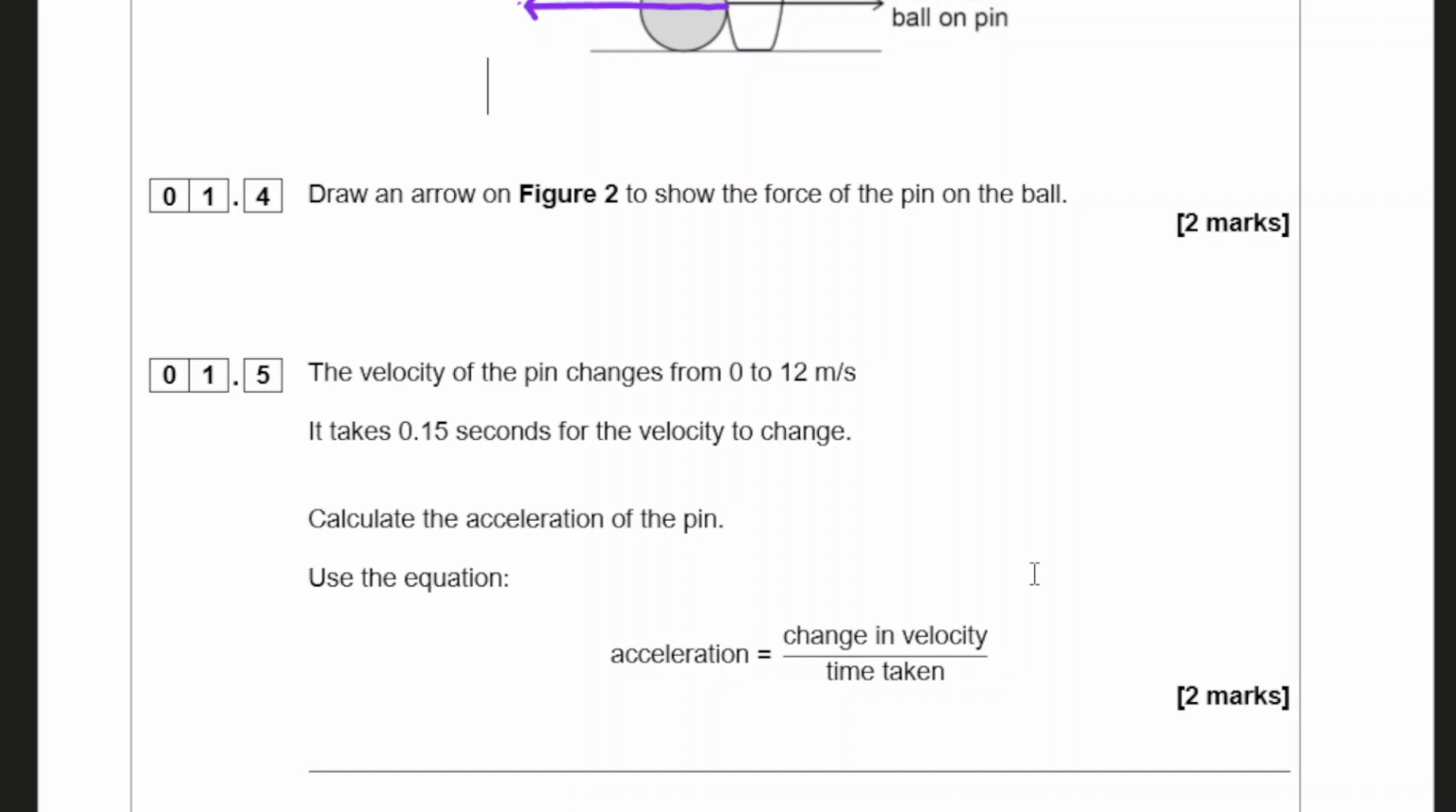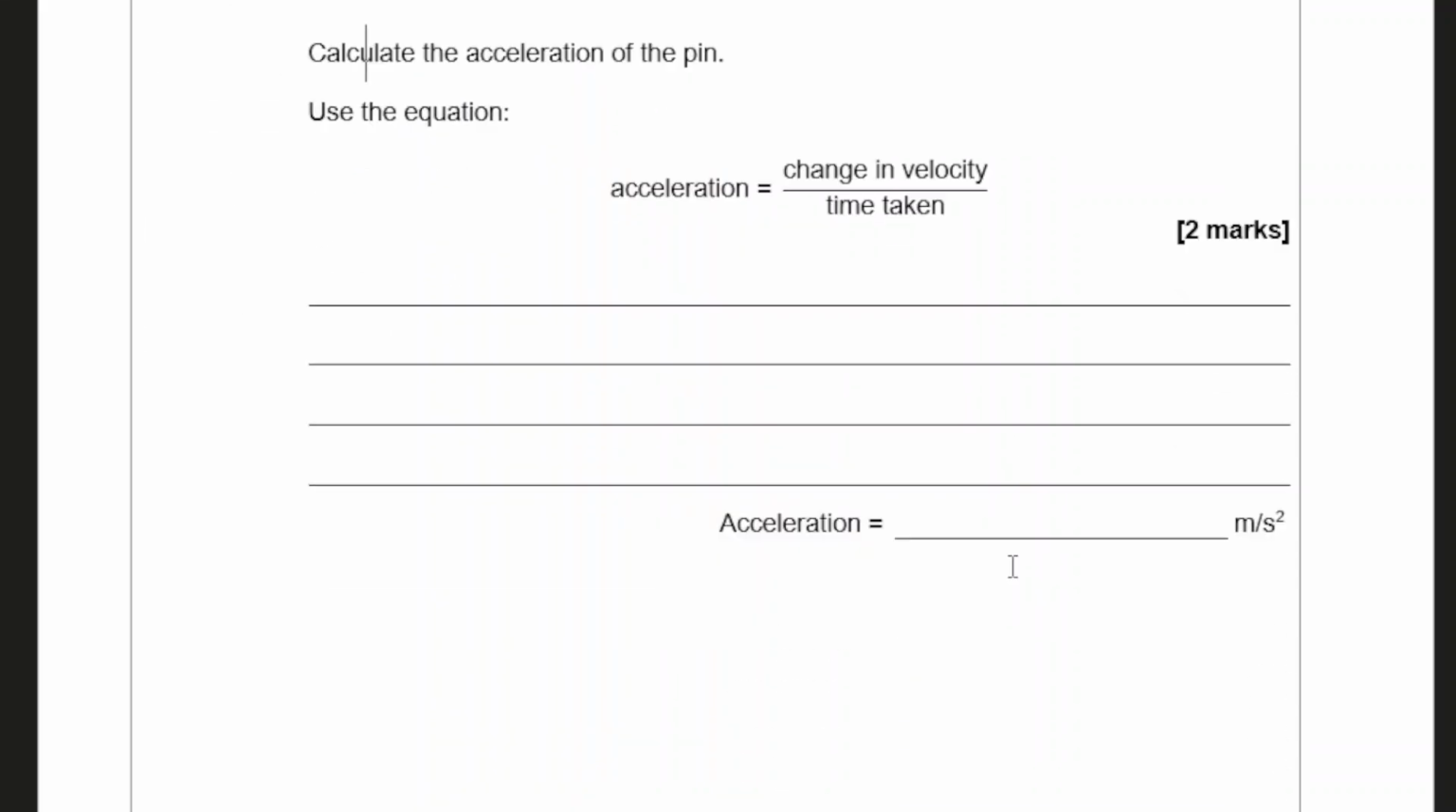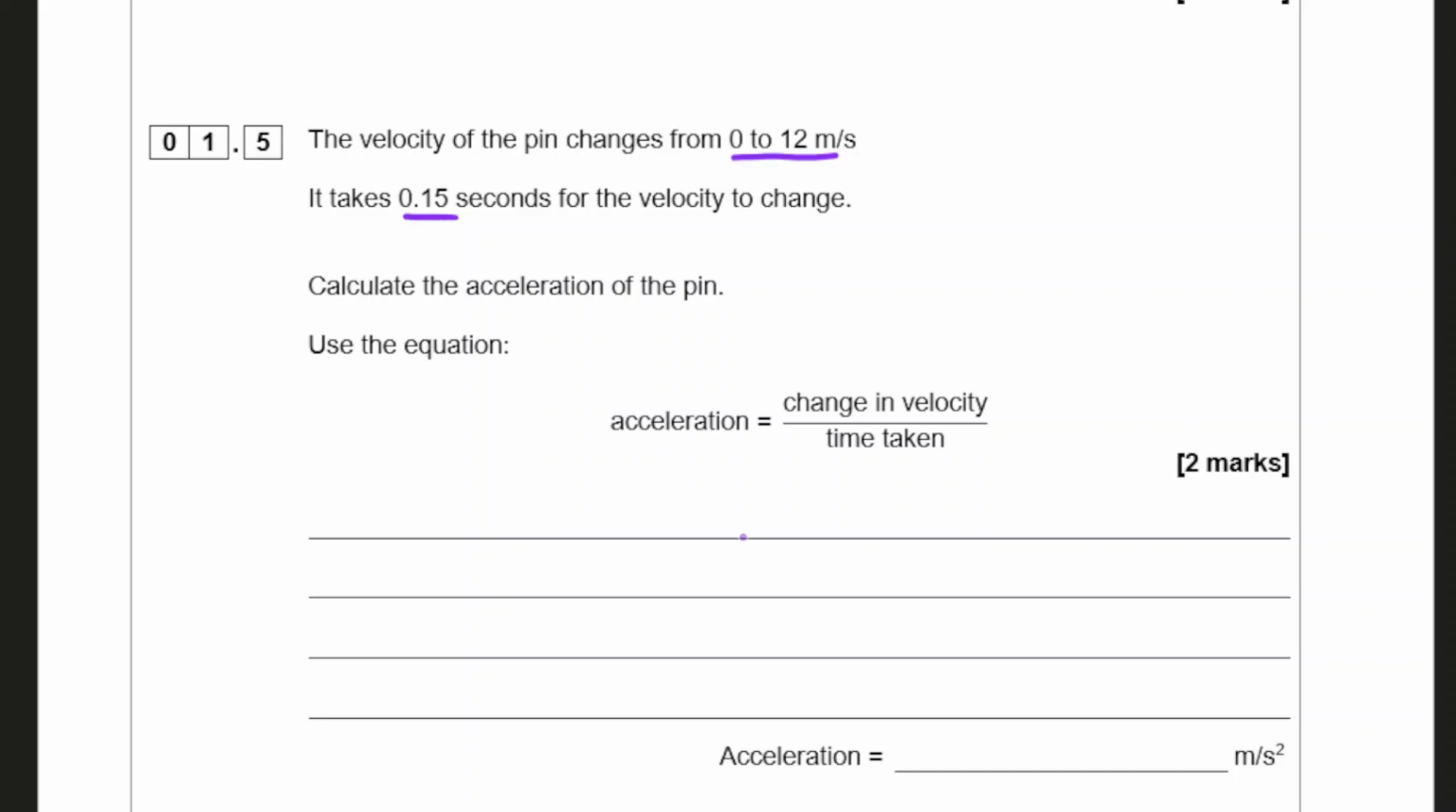The velocity of the pin changes from 0 to 12 meters per second. It takes 0.15 seconds for the velocity to change. Calculate the acceleration of the pin. Use the equation. So change in velocity, the final velocity is 12 minus 0, divided by 0.15. That gives you 80 meters per second squared.